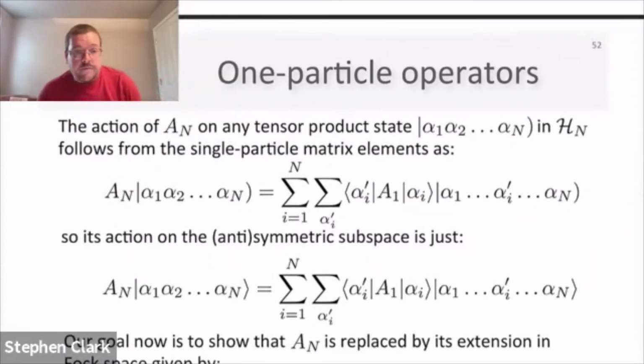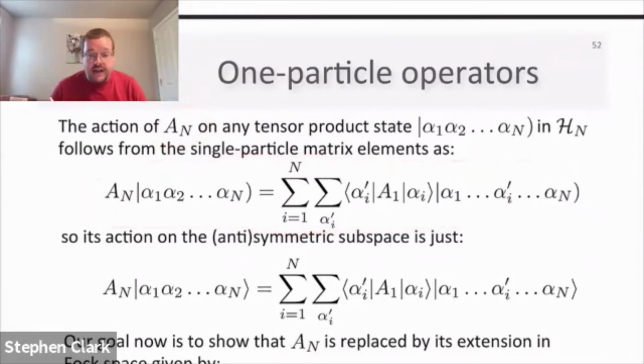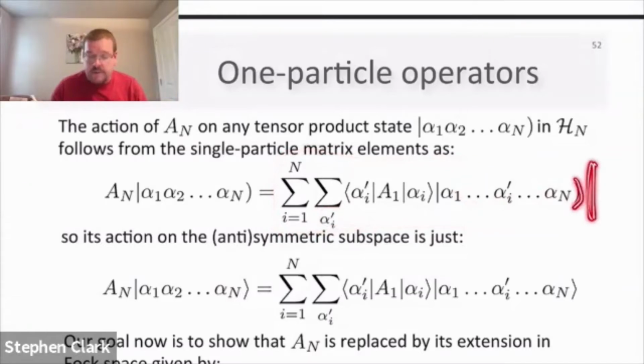Okay, so this operator AN that I've just described has matrix elements that look like this. So we're summing over i, which particle the operator acts on, and we're summing over the Hilbert space of a single particle. So that's why it's got this double sum here. And this is the unphysical space, remember, of the full unsymmetrized version.